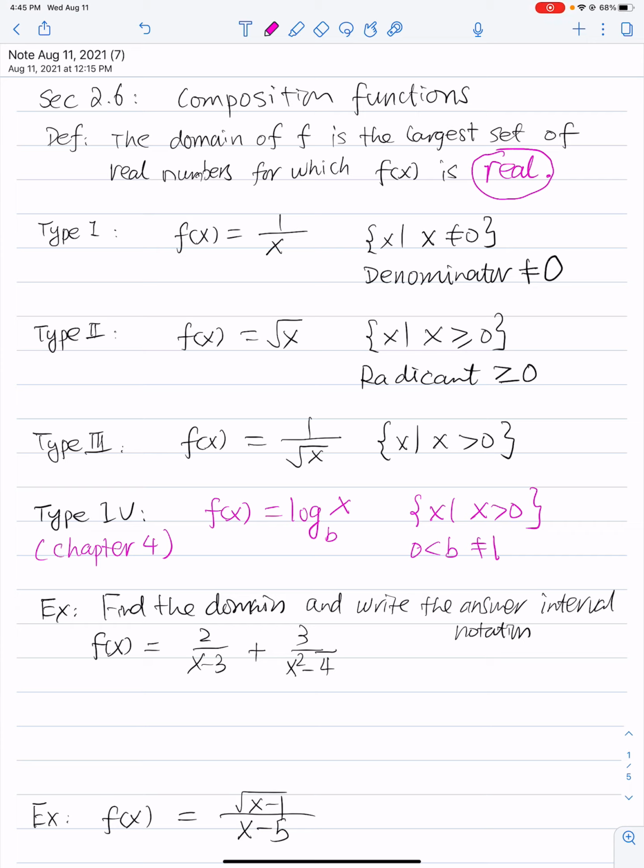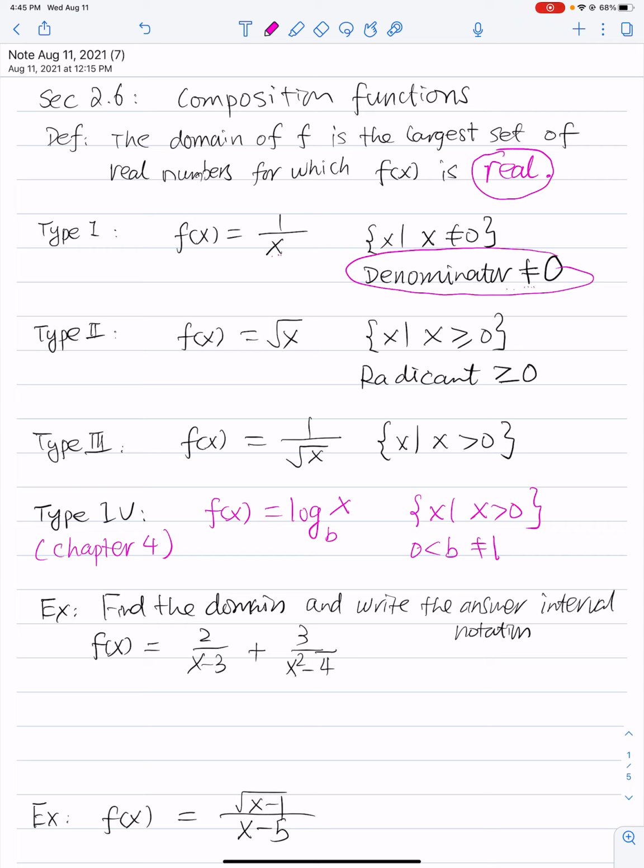There are four types of functions that we need to pay attention to for the domain. The last, type 4, we will learn in chapter 4, so we will not learn it now. Type 1 is fractions, the rational functions. What will be the domain of the fractions? Your denominator cannot be equal to 0, because any number over 0 is undefined. So the domain for the rational functions is that the denominator cannot be equal to 0.